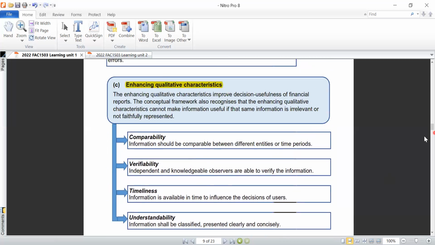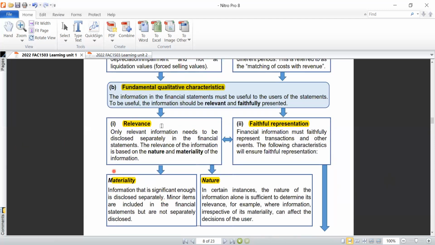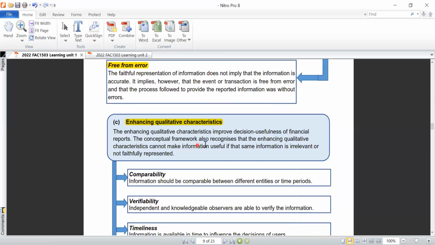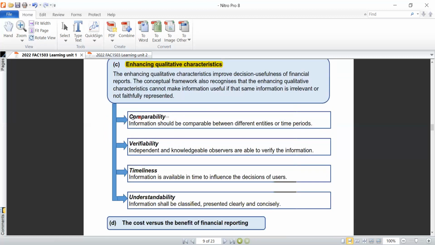Then there's what they call enhancing qualitative characteristics. Notice we just finished discussing the fundamental qualitative characteristics, two of them: relevancy and faithful presentation. And out of them, we see that there are other characteristics that emanate out of them. So as much as we have the fundamental ones, we also have enhancing qualitative characteristics. What are those? Information conveyed in the financial statements must be comparable. In other words, there has to be comparability.